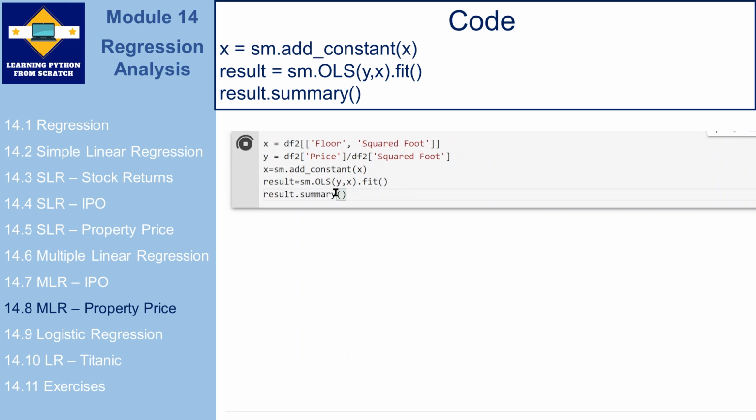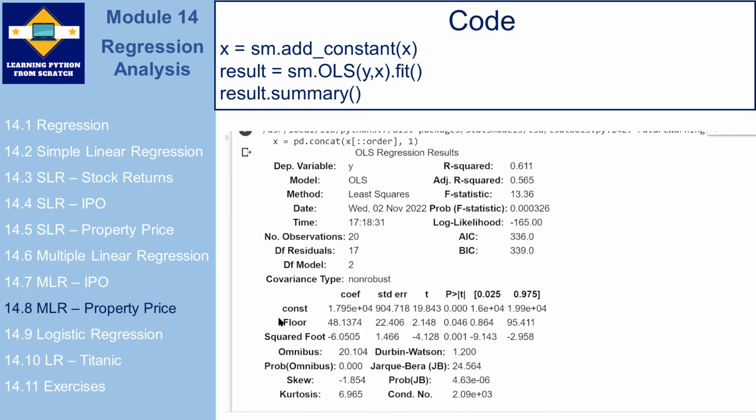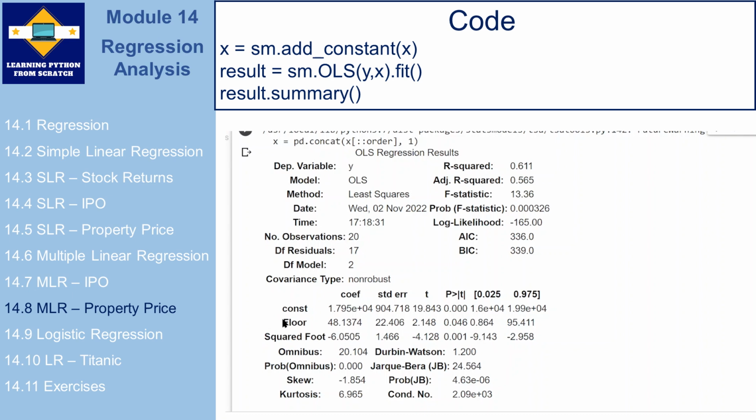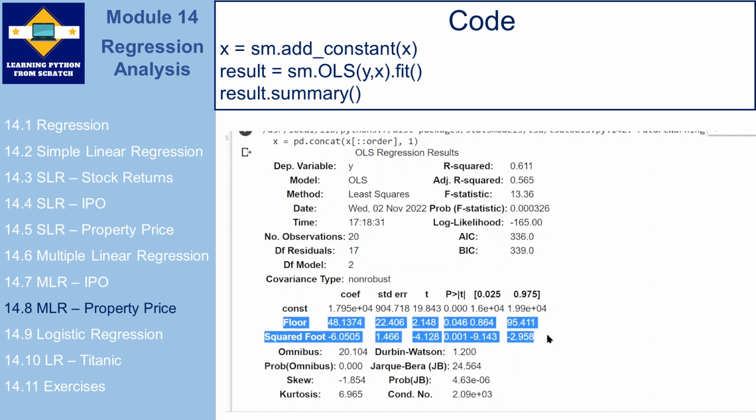Here you should be able to see that both variables are important, and the higher the floor, the higher the price per square foot, and the larger the room, the lower the price per square foot.